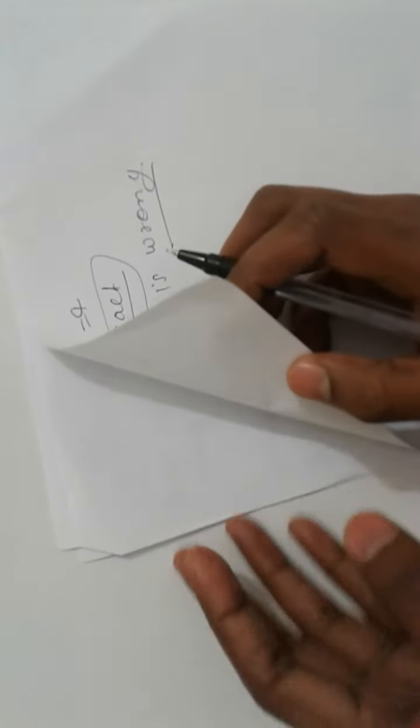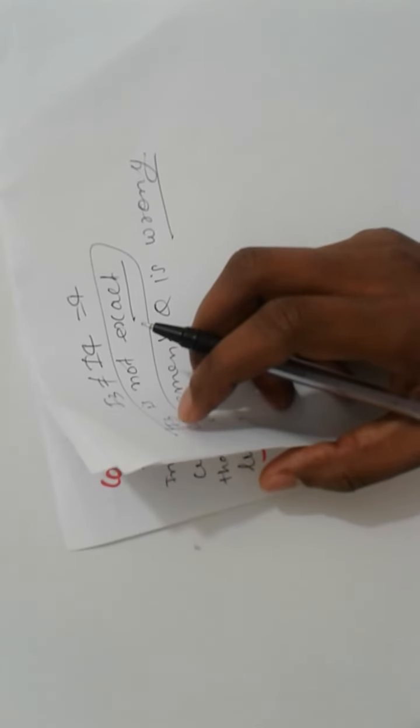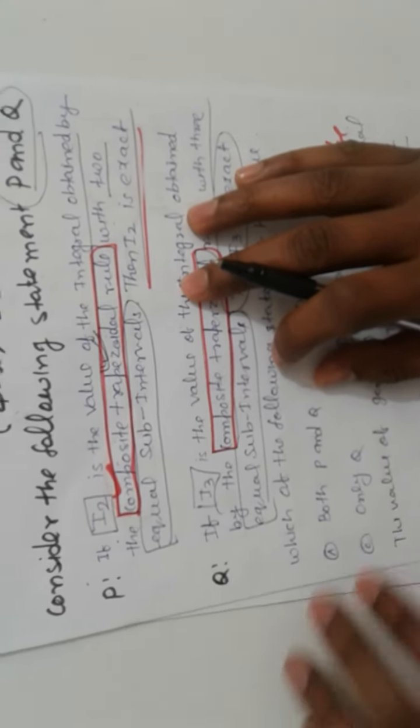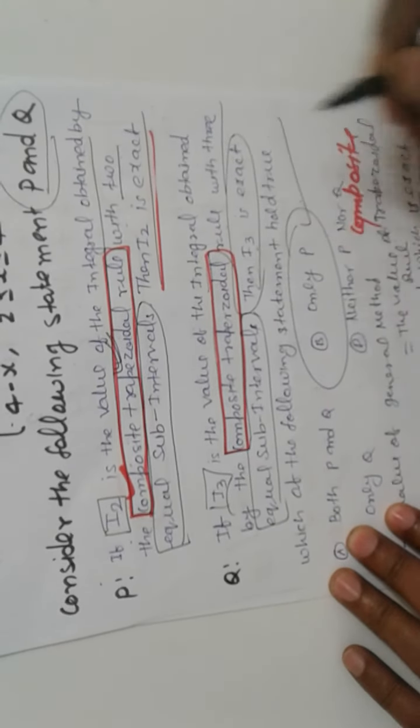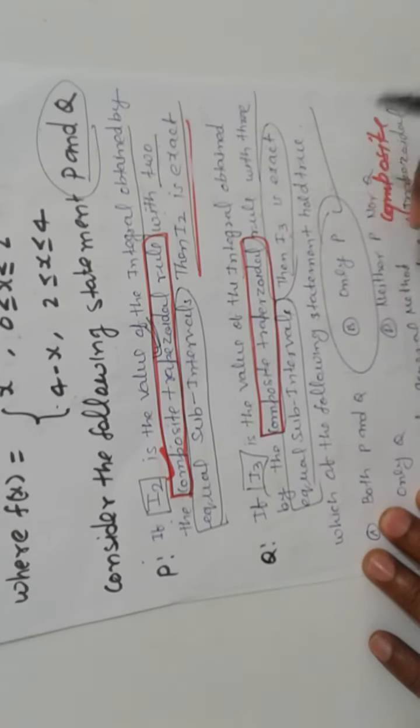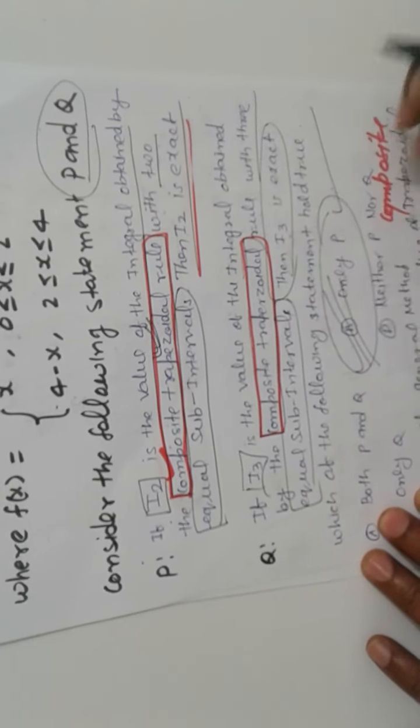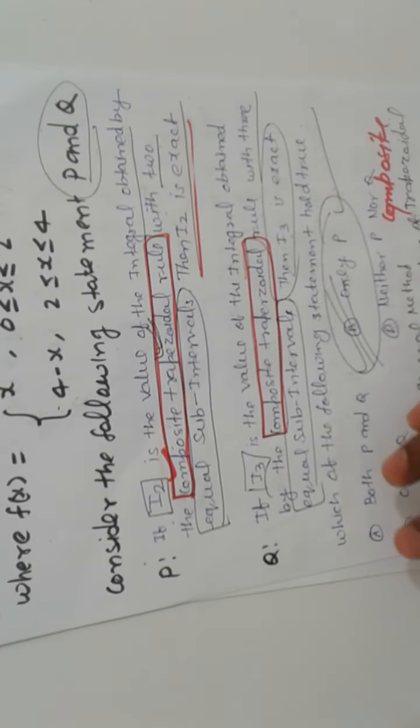So go to the options. Which option is correct? So option here, only P is correct, means I2 is exact. So that is the B answer. So your answer is correct: only P. So here take care.